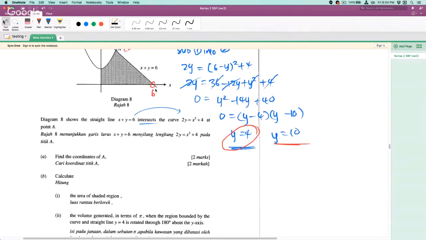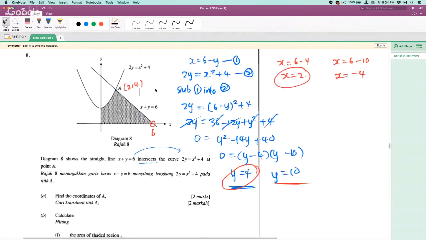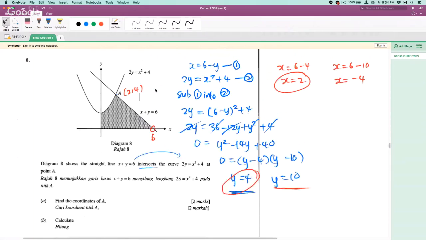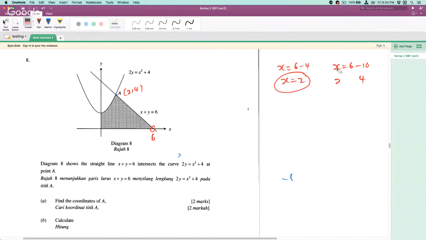Okay, calculate the area of the shaded region. So in this case, in order to get the area of the shaded region, you should know you want to do integration. In order to do the integration, there's no way you can straight away do it for this diagram. So you have to split this diagram into 2 parts. The first part, I will split like this.